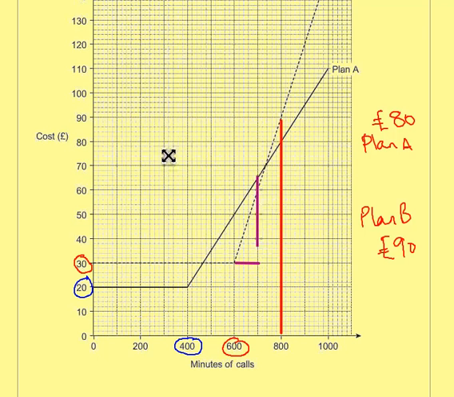So if we take a line up from there and work out the change in the cost for 100 minutes, we can see quite clearly that from 600 to 700 is 100 minutes, and the change in cost is from £30 up to £60. So that is an increase of £30. So we know that 100 minutes are equal to £30 on Plan B.